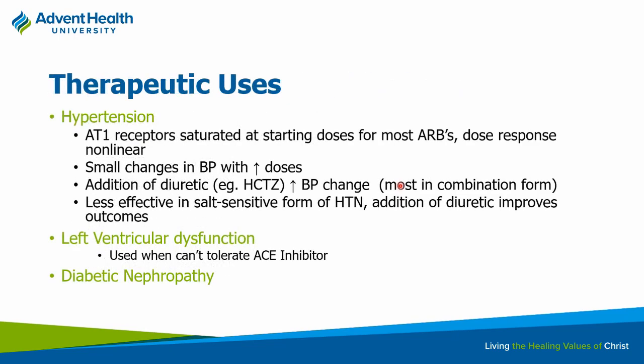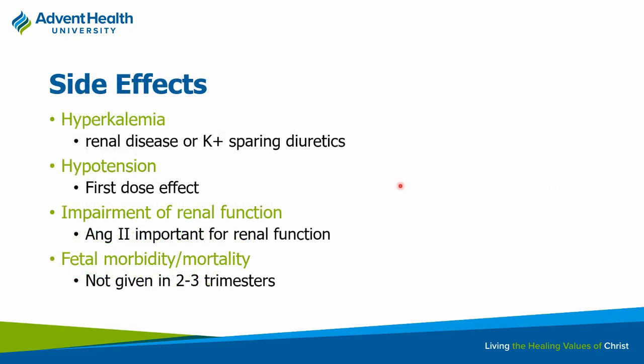So anyway, what are we going to use these for? Hypertension, just like we did for the ACE inhibitors. You're going to use them for LV dysfunction. You're going to use them for diabetic nephropathy. All the same indications as you would see for an ACE inhibitor. So no changes there. They're going to have the same side effects, right? So hyperkalemia, hypotension, etc. Still not going to be used for pregnancy.